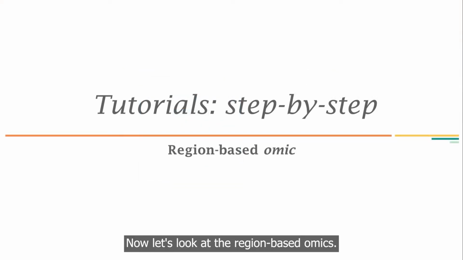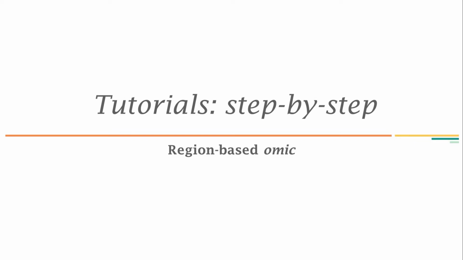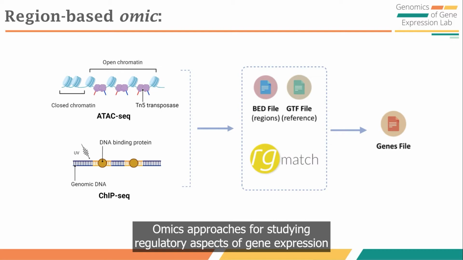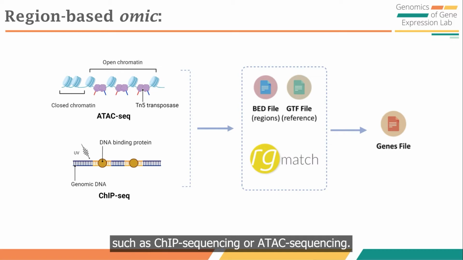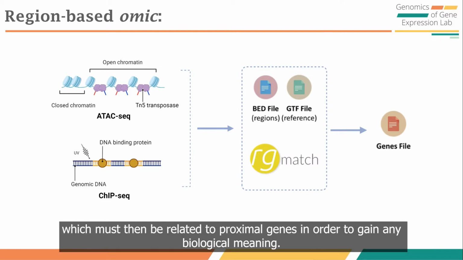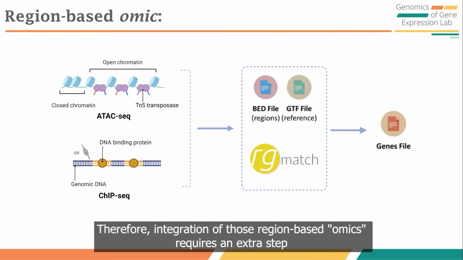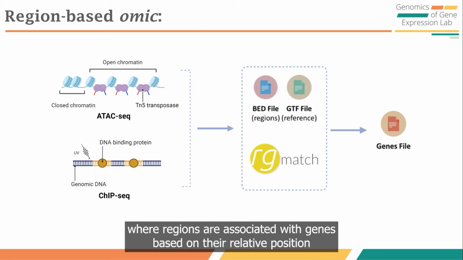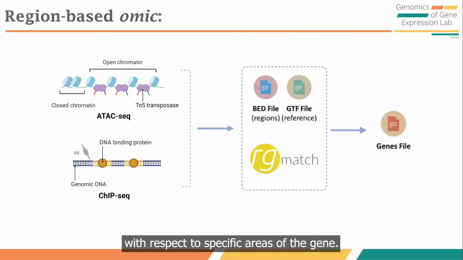Now, let's look at the region-based omics. Omics approaches for studying regulatory aspects of gene expression, such as ChIP sequencing or ATAC sequencing, typically return potentially functional regions, defined by genomic coordinates, which must then be related to proximal genes in order to gain any biological meaning. Therefore, integration of those region-based omics requires an extra step where regions are associated with genes based on their relative position with respect to specific areas of the gene.